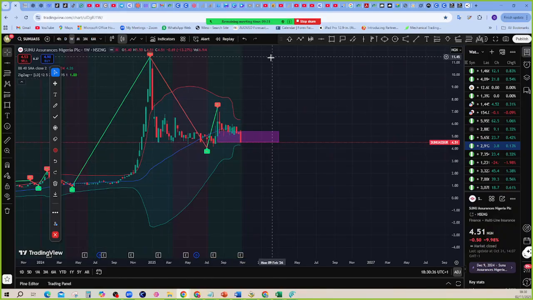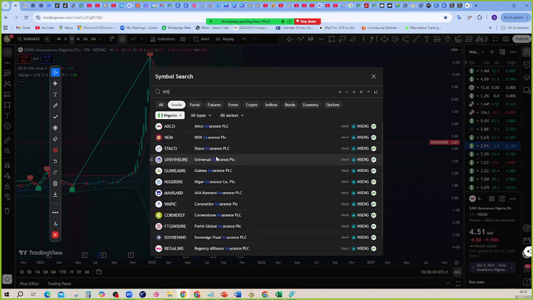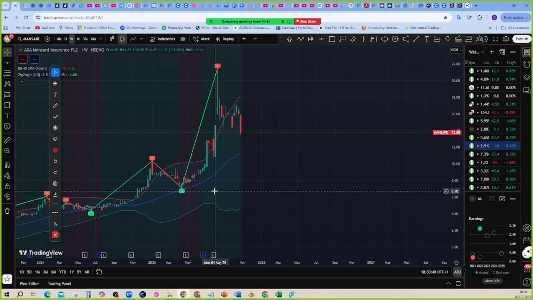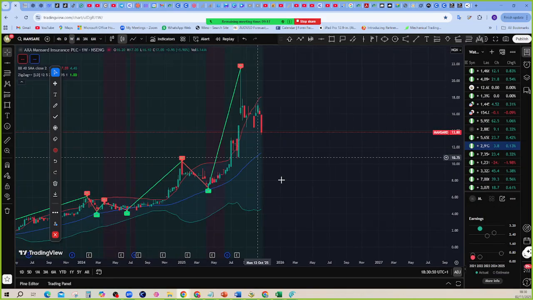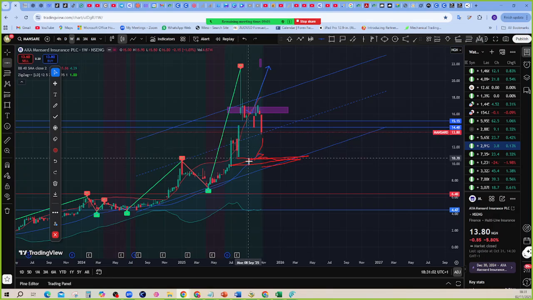Let me see if I can take one more in the insurance, Universal, Mansard. Okay, let me check Mansard. See, it's a pullback. So as it's pulling back, you already know where the entry is going to be. We are waiting for it around here. That is our entry. So that's where we are waiting for it. Let me clear this chart.